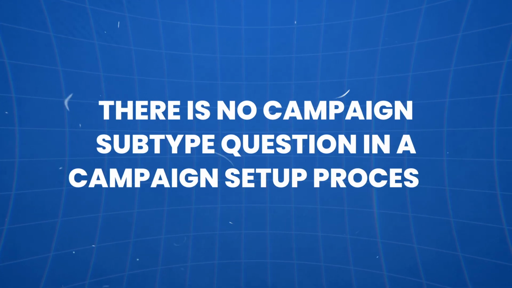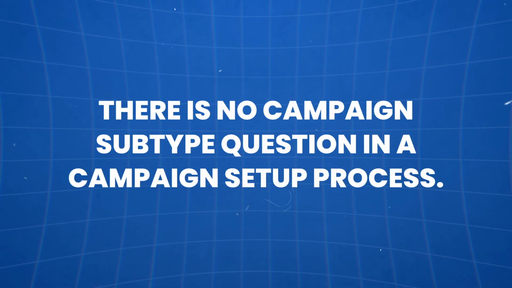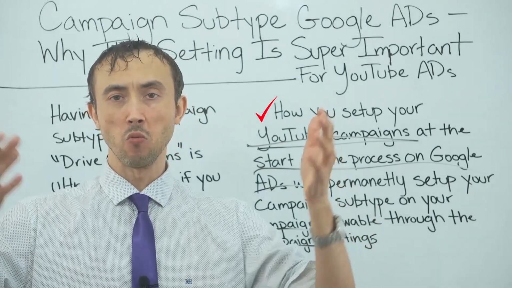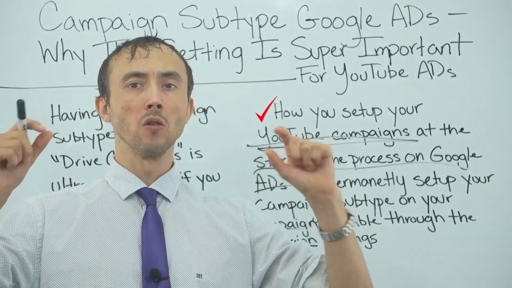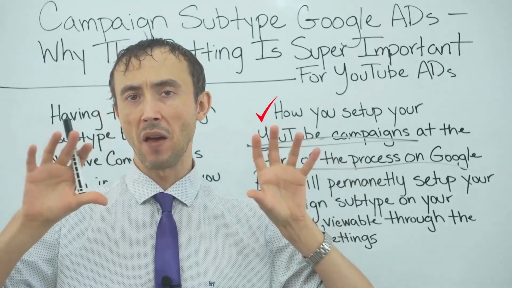And so there is no campaign subtype question in the campaign setup process when setting up a YouTube campaign, but based upon the outcome of the questions you were asked will be what Google, if you will, decides or lists your campaign subtype as.